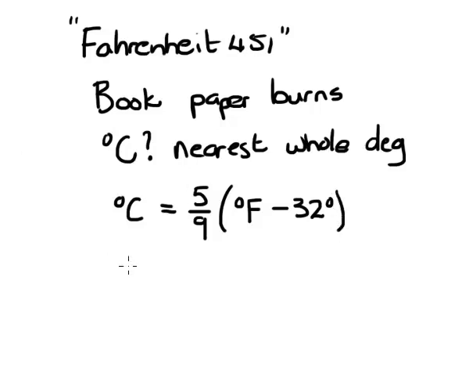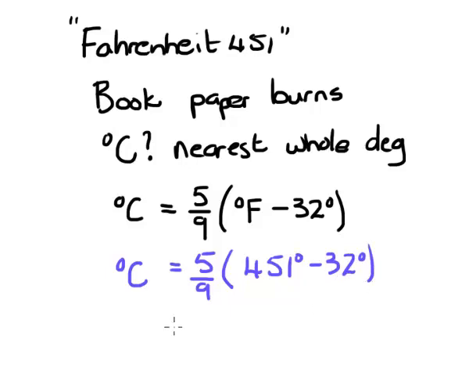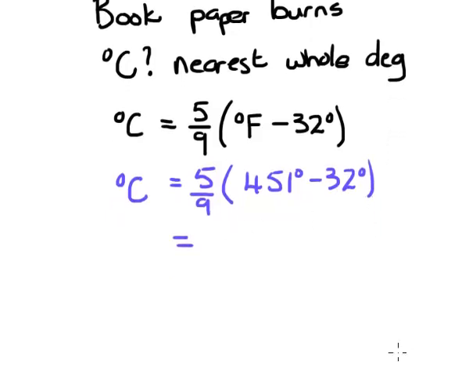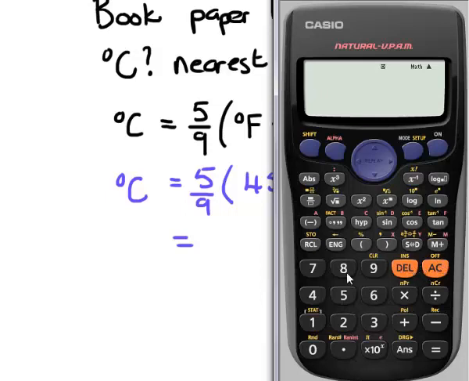Okay, so we're going to substitute in. So degrees Celsius is going to be 5/9 degrees Fahrenheit, which is 451 as per the title, minus 32 degrees. Okay, so again, we're going to do this in the calculator, and we're going to do it in one step. Okay, so our fraction again, so it's 5/9 times, we're going to put in a bracket now. Made a mistake, go sideways first, then times, open bracket, 451 minus 32, close your bracket, and let's see what that gives us.